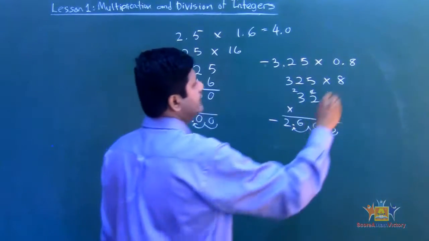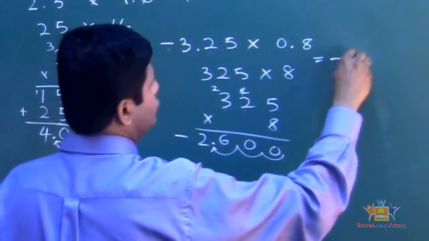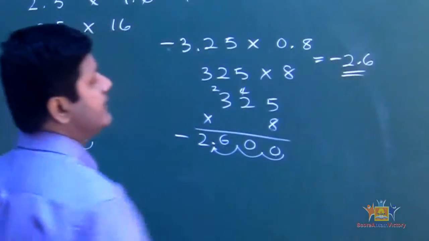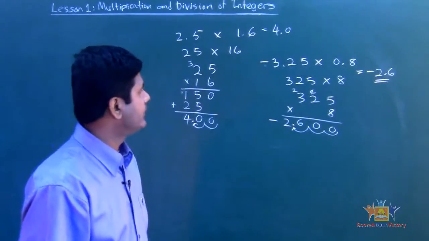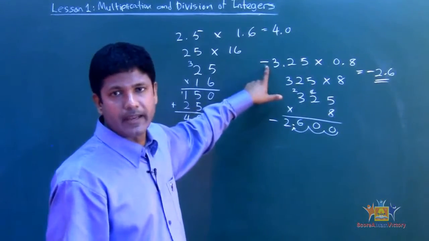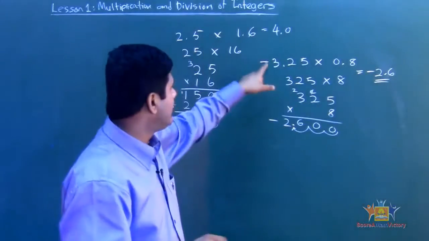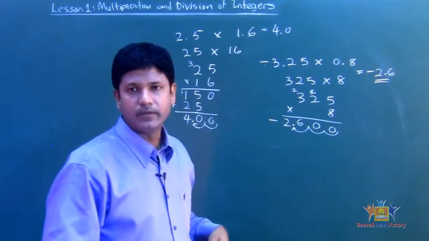So the answer is negative 2.6. That's the answer. Negative 2.6. Be sure to pay attention to the negative. Negative and positive gives you negative. All right, let's do another one.